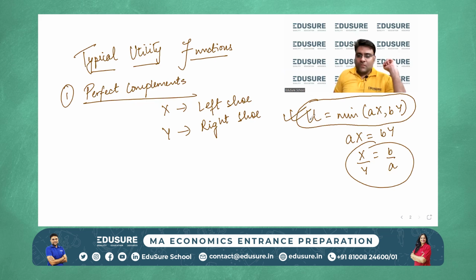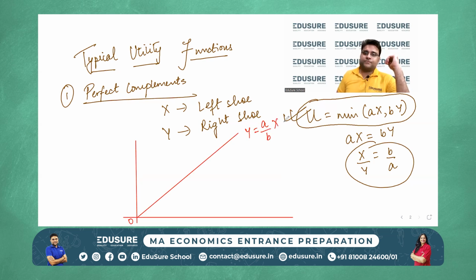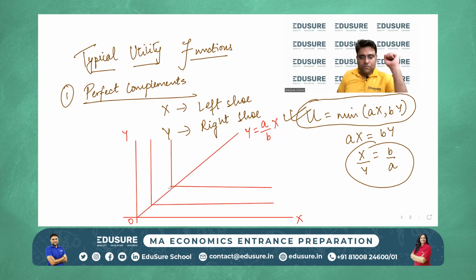Now, since I know the utility function, let's try to understand how the indifference curves will be. The indifference curve of a perfect complement will look like this. X is to Y is equal to B by A, so Y is equal to A by B into X. X is to Y is equal to B is to A, so Y is equal to A by B into X. That's this line. This is my X, this is my Y, and the indifference curves will be L-shaped. Every indifference curve gives me a different level of utility.